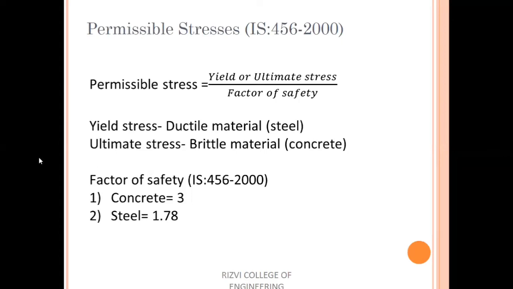Now I would like to ask one question. Can anyone tell me why the factor of safety for concrete is more than the factor of safety for steel? You can write that in the chat box and then we will discuss it.